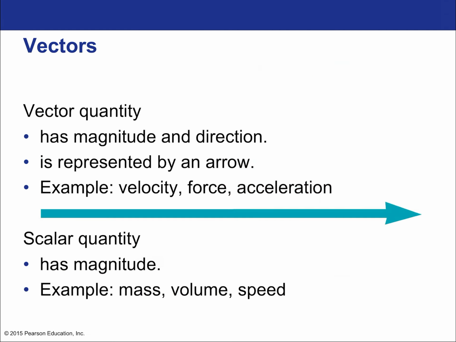So a vector quantity has magnitude and direction, and is represented by an arrow, right? Scalar quantities, on the other hand, this is just a summary, so we already knew all this about vectors. A scalar quantity just has magnitude. It does not have direction.